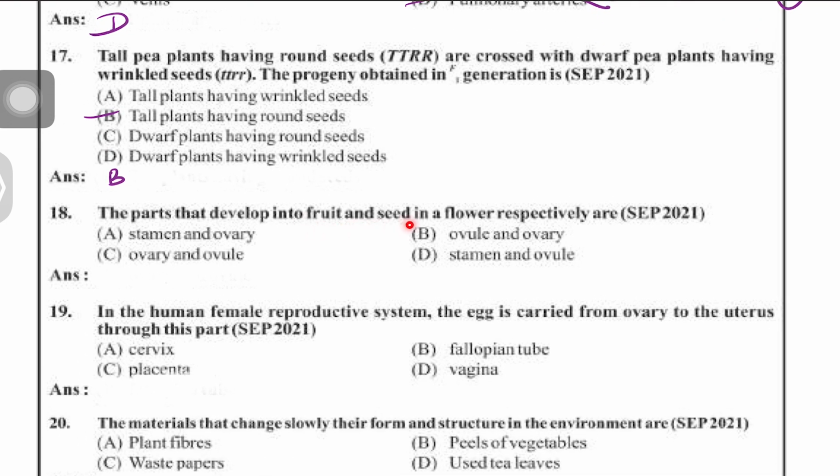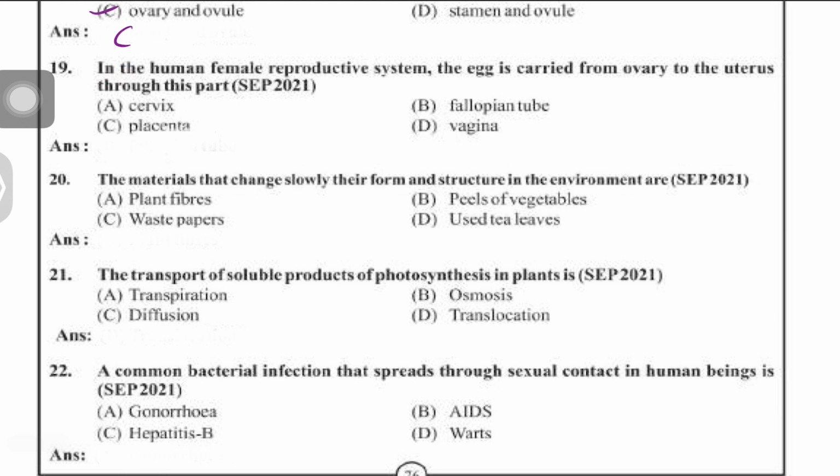The parts that develop into a fruit and seed in a flower respectively are. So it is a direct question again. It is ovary and the ovule. Hence the correct answer is option C. Coming to the next question.